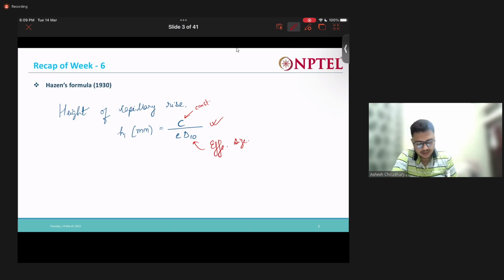Say we have the water table here. This height is the height above the water table till which the water is going to rise and saturate the soil.